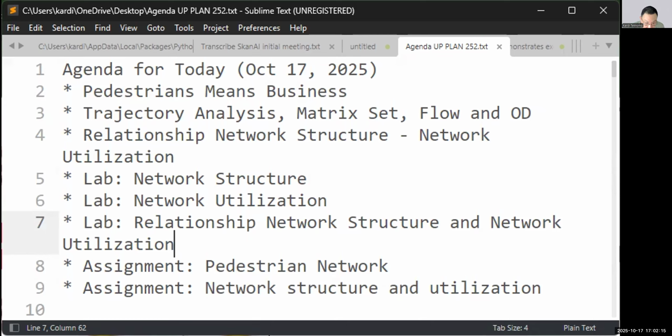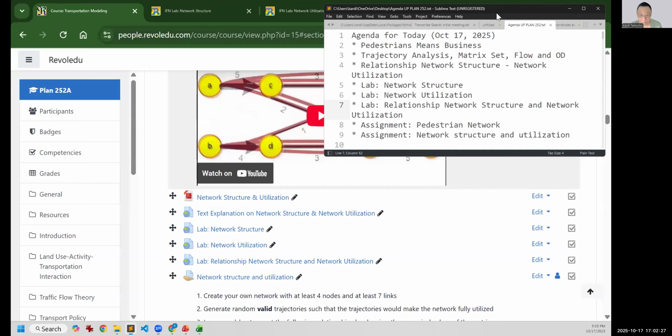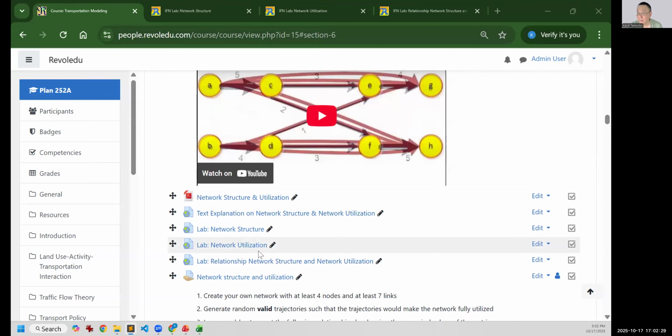I will start sharing with the second screen here. Okay, can you see my screen? This is the screen of Moodle.